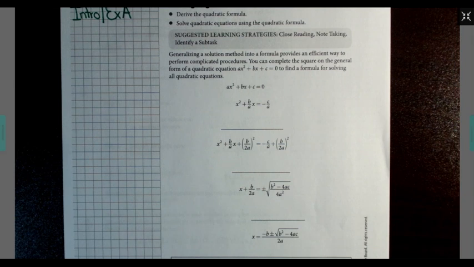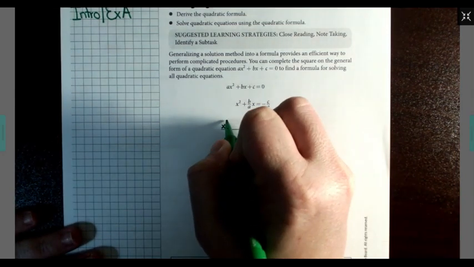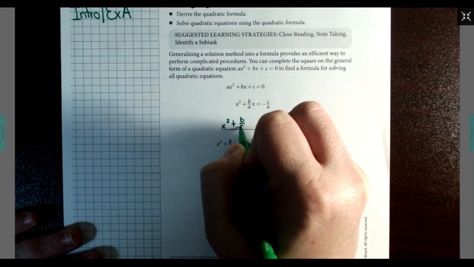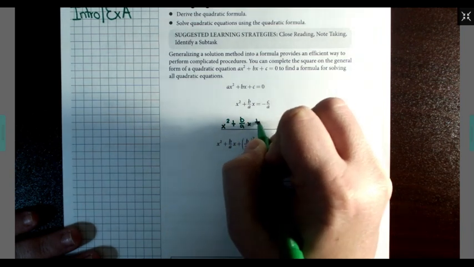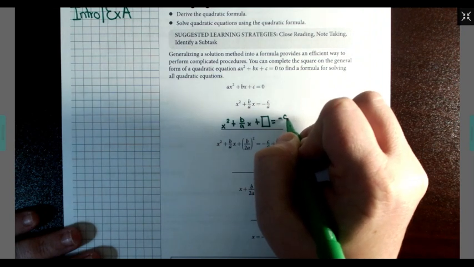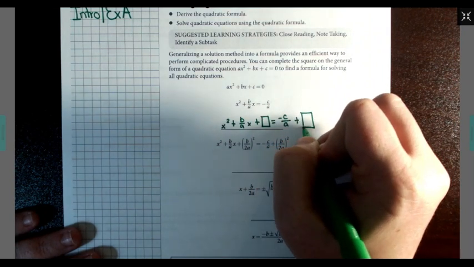Now, to complete the square, we would have x squared plus b over a x plus some number equals negative c over a plus the same number.